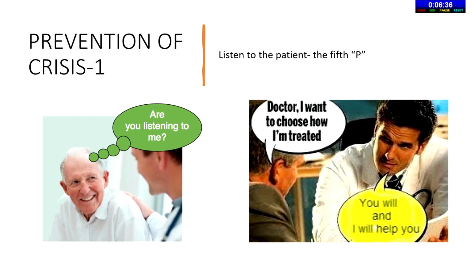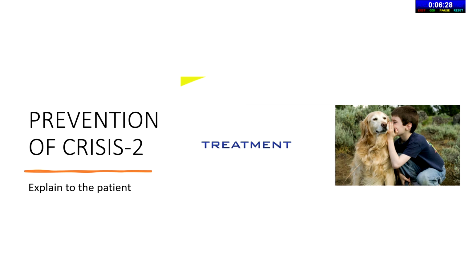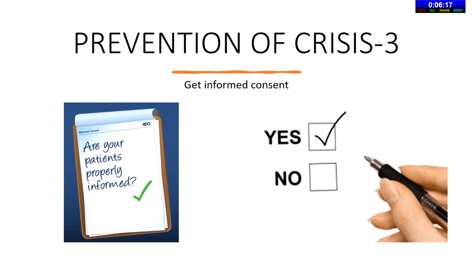So how do we do this? So we have to listen to the patient. This is the 5th P. And we need to ensure that we listen to the patient as well as communicate to them. Explain the treatment to the patient. If there are risks, don't hide it. You have to explain the risk to the patient in the language and in the way he and the attenders understand. And get informed consent.